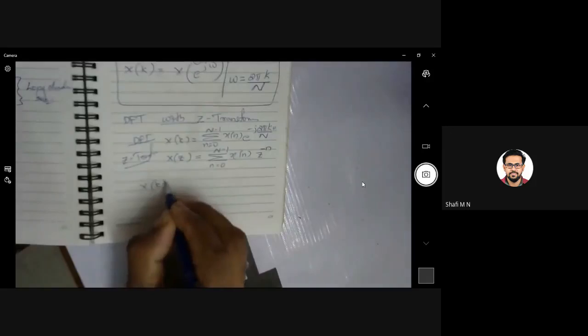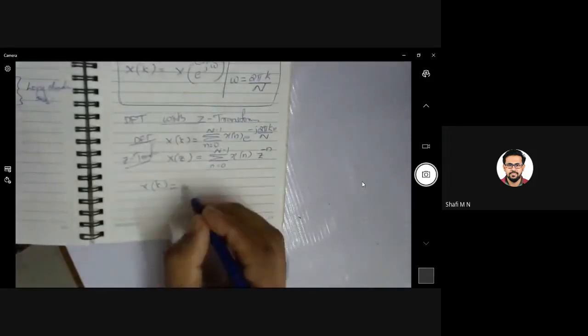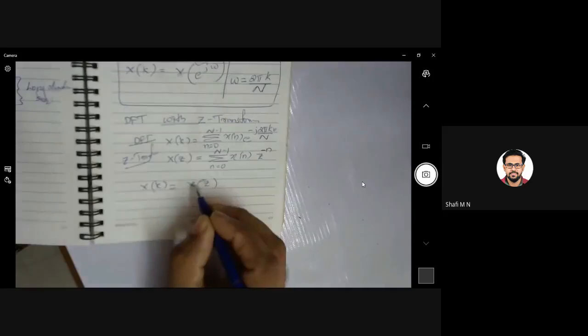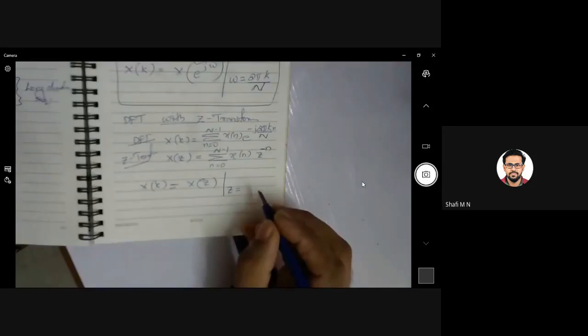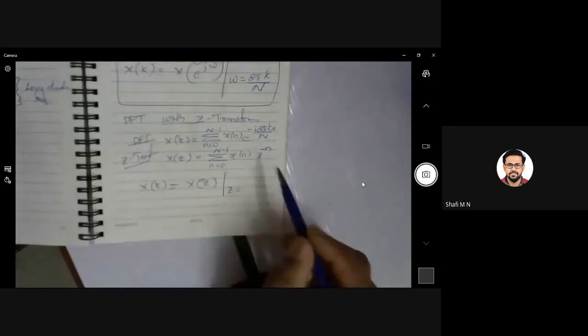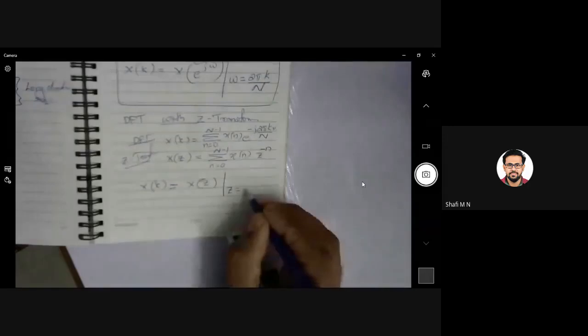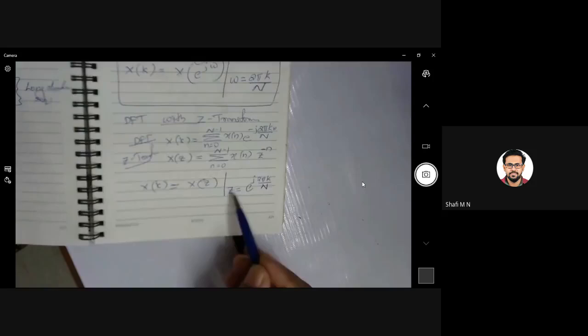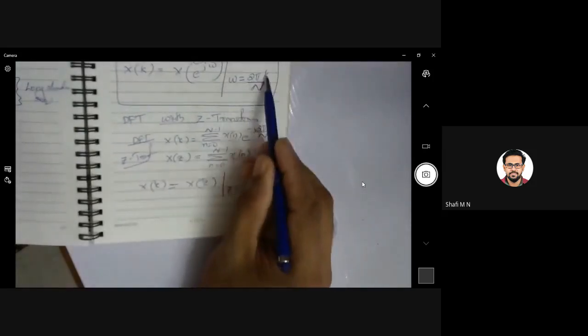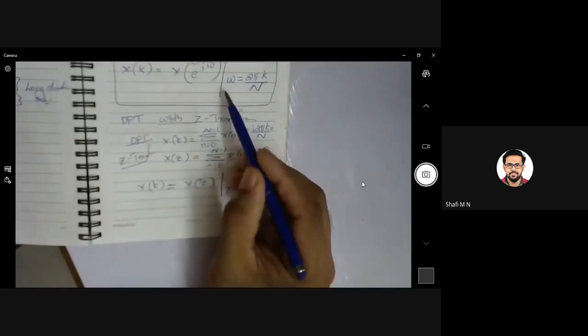Like we did here, X of k will be equal to X of z. DFT is evaluating the Z transform at z equal to e raised to j 2 pi k by capital N. Compare the equations and tell me. That means you have to sample. Sampling which axis? In the DTFT case you sample the frequency axis, omega.